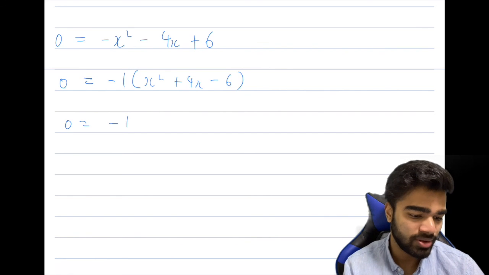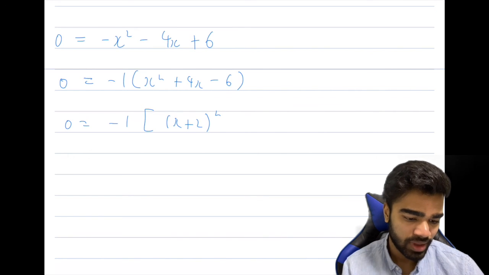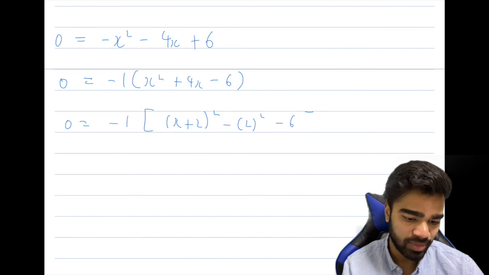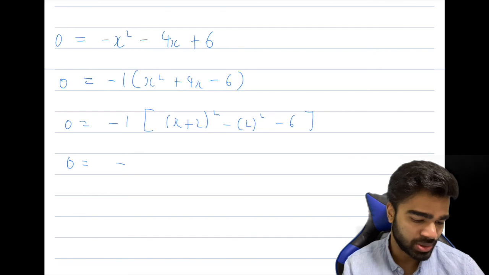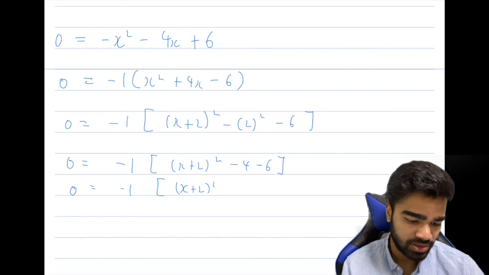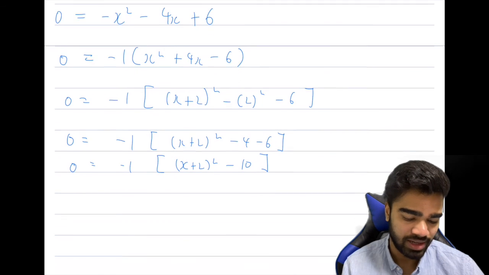So we'll leave negative 1 on the outside. Negative 1, square brackets, (x plus 2) squared minus 2 in brackets squared, minus 6. So just complete the square as you always have done. Negative 1 (x plus 2) squared minus 4 minus 6. So you have 0 is equal to negative 1 (x plus 2) whole thing squared minus 10, like so.